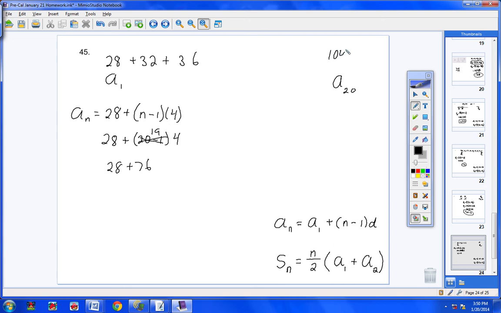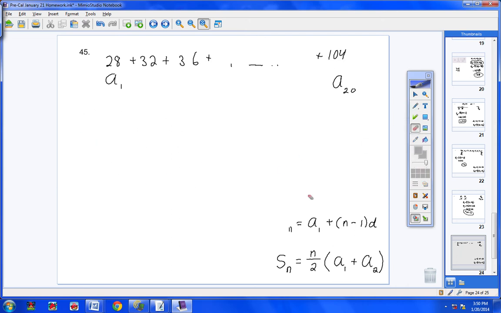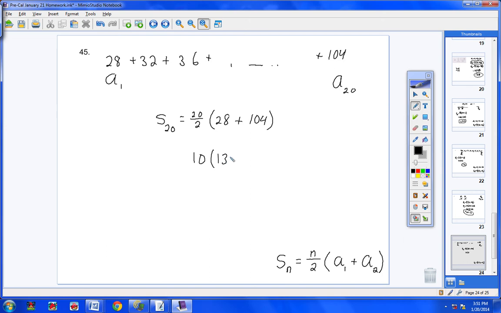So now I know my last row, my 20th row, is 104. So I know what my first term is. I know what my last term is. I know that I have an arithmetic sequence, or series, so I can use my sum formula down here. The sum from 1 to 20, so the sum of 20 terms, equals 20 over 2. My first term is 28 plus my last term is 104. I would have 10 times 132. So it looks like 1,320.